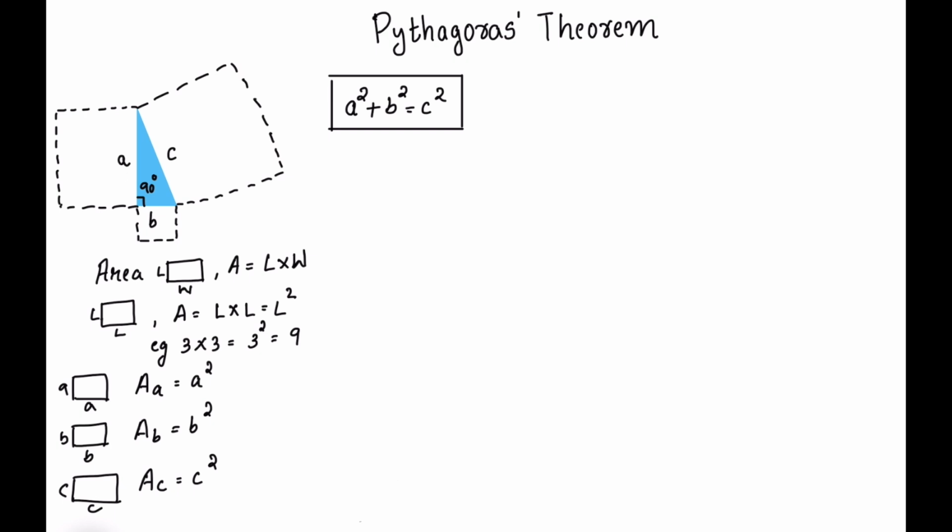Even though it is a relationship between the sides of the triangle, it essentially means the area of the square with side length A, which is this area, plus the area of the square with side length B, which is this area, equals the area of the square with side length C, which is this area. This is the Pythagoras theorem.